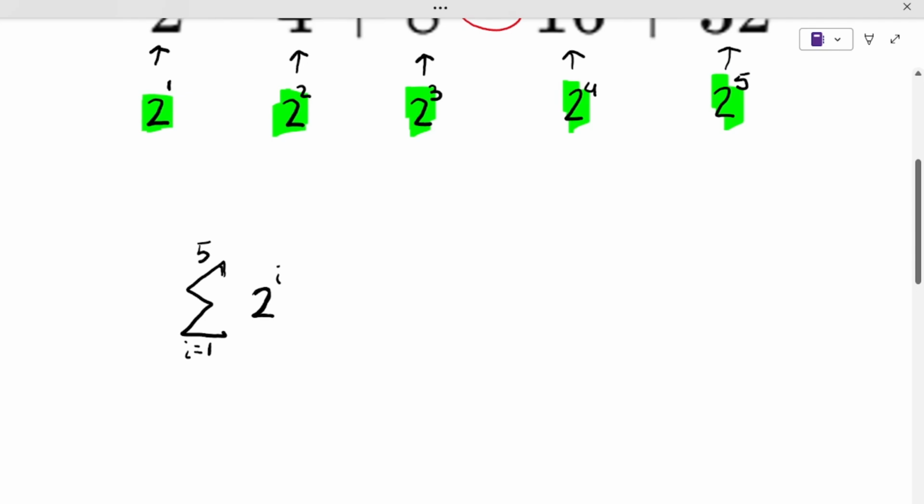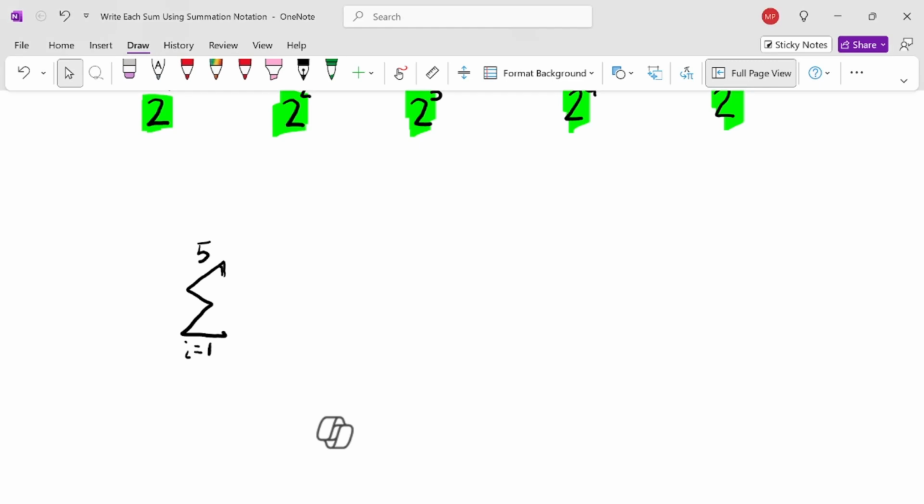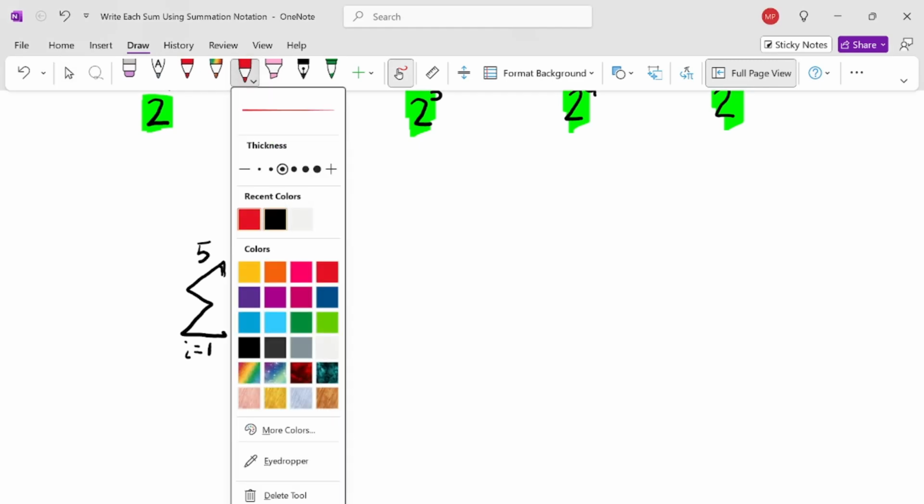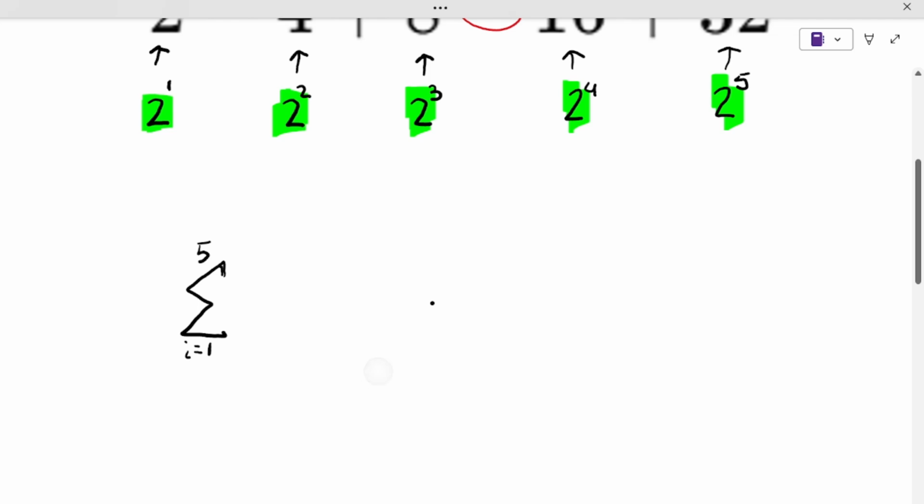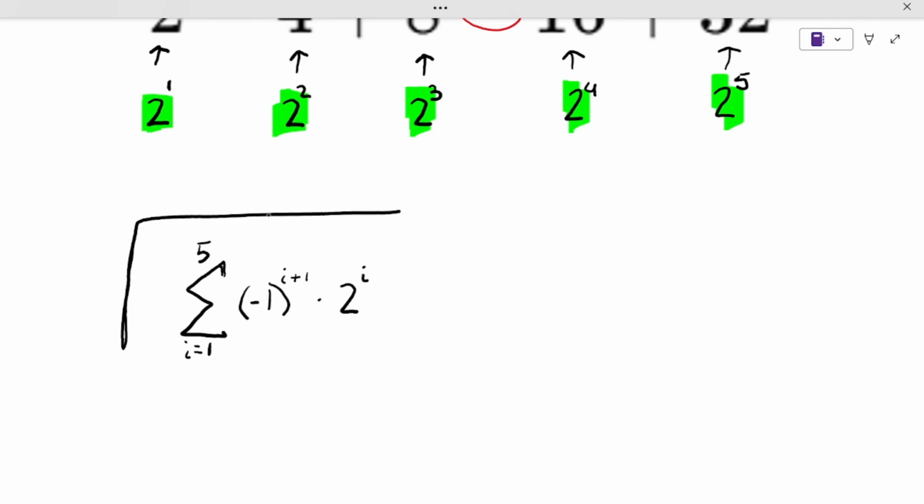All right, so I'm going to erase this briefly. We're going to put it back, no worries. And get a different color here. So it said plug in negative 1 to the I plus 1, and then multiply by what we had earlier. I'm not going to put this in parentheses. 2 to the I. And this is in fact our expression in summation notation.